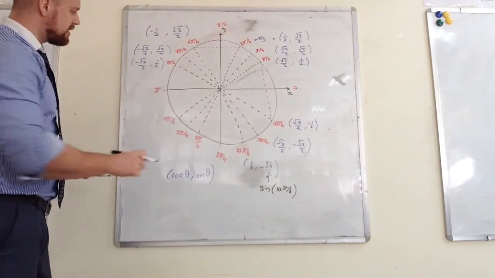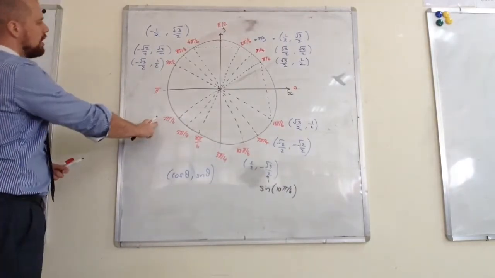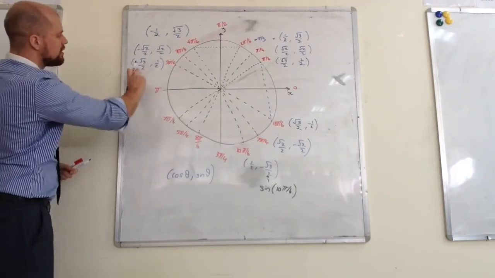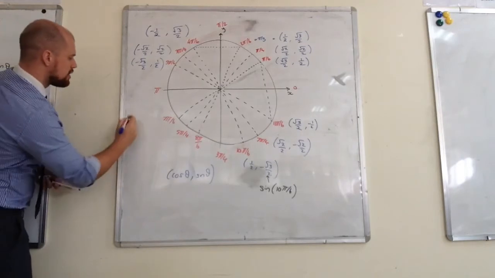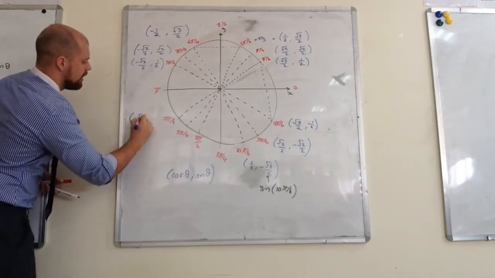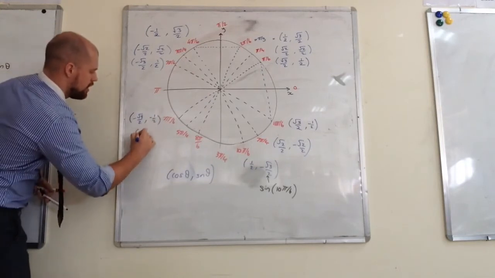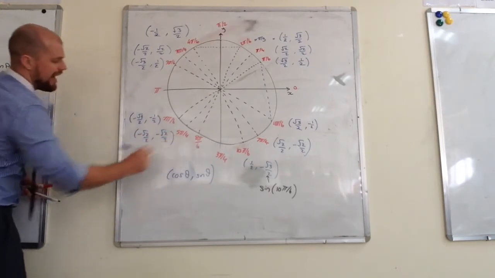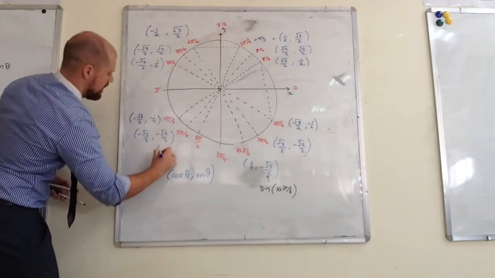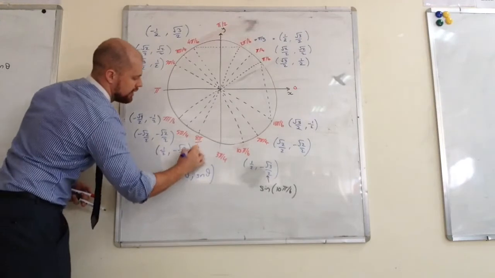Last but by no means least, 8 pi by 6, 5 pi by 4, 7 pi by 6. Come down here, same x value, negative on the y value. So 7 pi by 6 is minus root 3 on 2, minus 1/2, minus root 2 on 2, minus root 2 on 2, and then 8 pi by 6, last one, is minus 1/2, minus root 3 on 2.